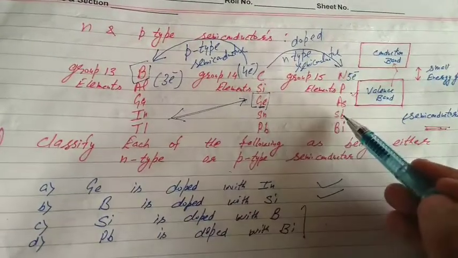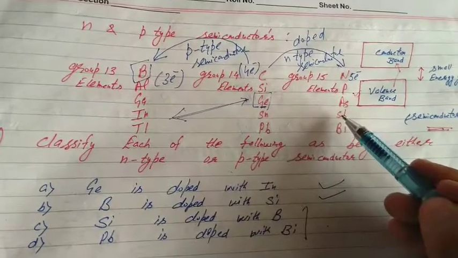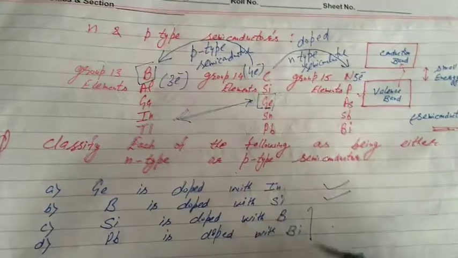Lead is doped with antimony. Lead, a group 14 element, doped with antimony, a group 15 element. It becomes electron rich, so our answer is N-type semiconductor.